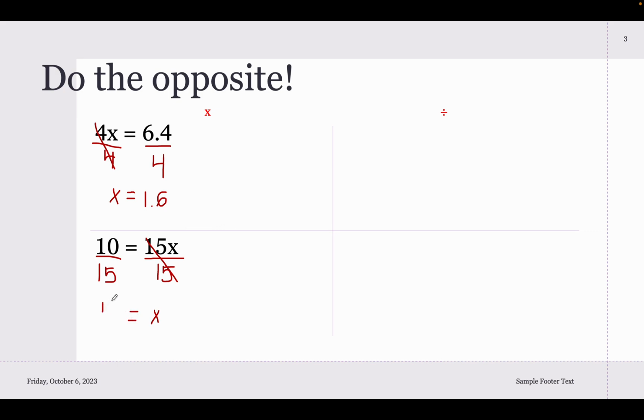10 over 15. Now, if you're savvy enough and you can reduce 10 over 15, by all means do that. I will accept x equals 10 over 15 from you at this point. But if I notice that both of those are divisible by 5, I could go 10 divided by 5, and that equals 2. And then 15 divided by 5, that equals 3. And that would be considered the lowest terms. That is an optional step right now. 10 over 15 works for me.